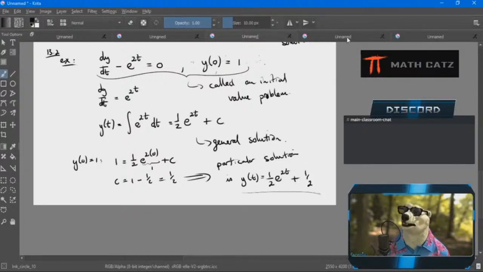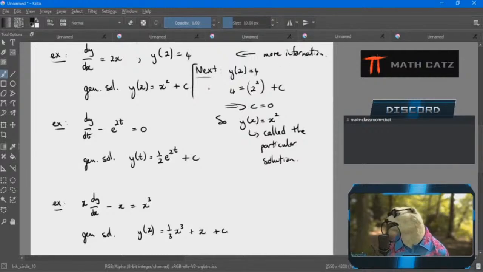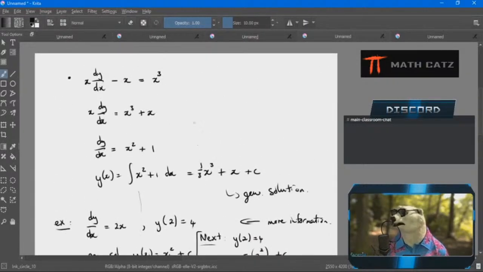So let's do that for our very last one, which was up here. I have a differential equation. I can go as far as the general solution unless you give me some extra information. Let's keep it nice and simple. Let's just say y at 1 equals 2. So after the differential equation, I go up here and say, next, I plug it in.